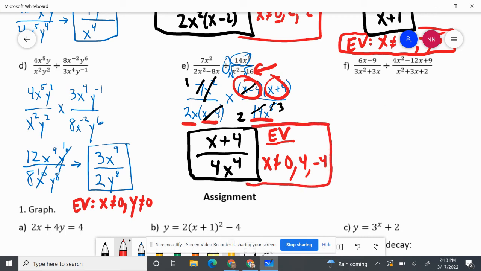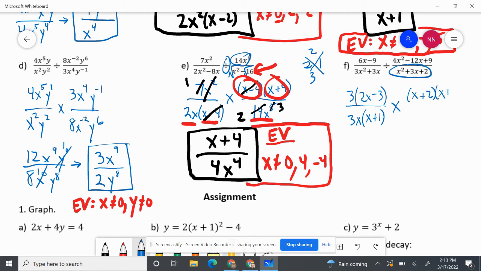Okay, last one. Looking at this, we're going to factor and flip at the same time. I see that they have a 3 in common, and that gives me a 2x minus 3. They have a 3x in common, and that gives me an x plus 1. I'm going to change it to multiplication. I'm going to put the denominator in the numerator. So 2 numbers that multiply together to give me 2 and add up to 3 would be 2 and 1. So x plus 2, x plus 1.